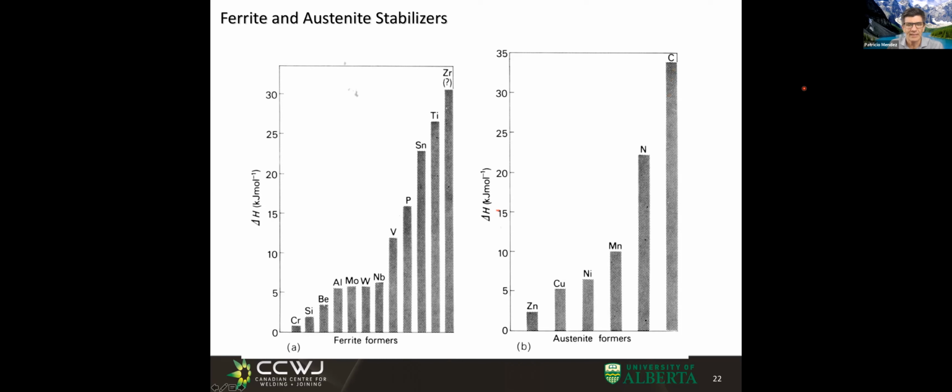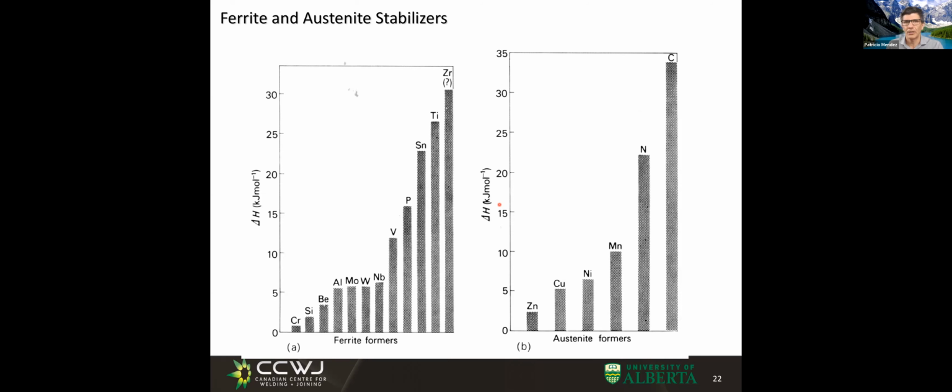The vertical axis here is talking about the enthalpy of transformation. Let's not worry about that. This is thermodynamics, but this just shows what a stabilizing effect it has, measured in a metric of thermodynamics. What else is very stabilizing of austenite? Nitrogen. And nitrogen is also an interstitial element.